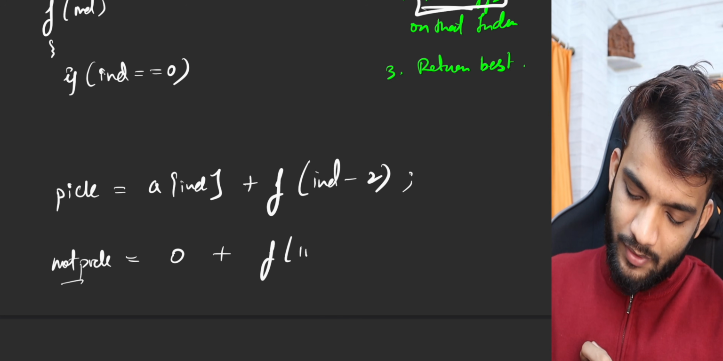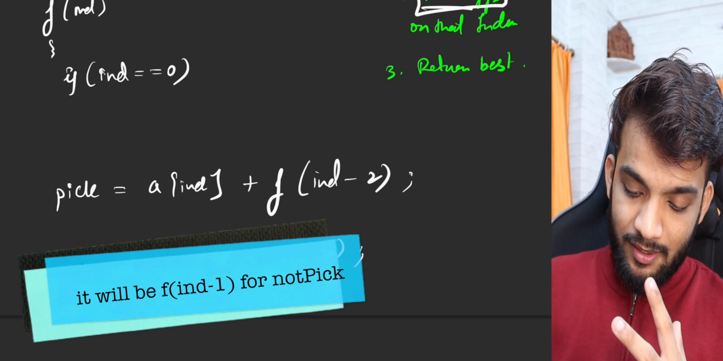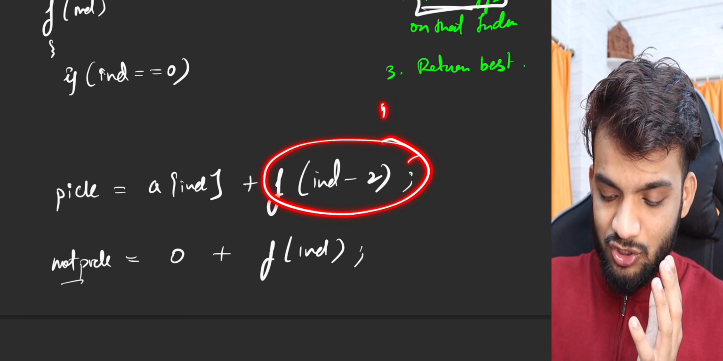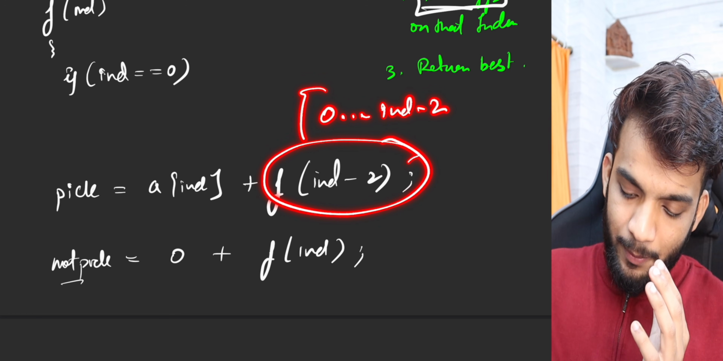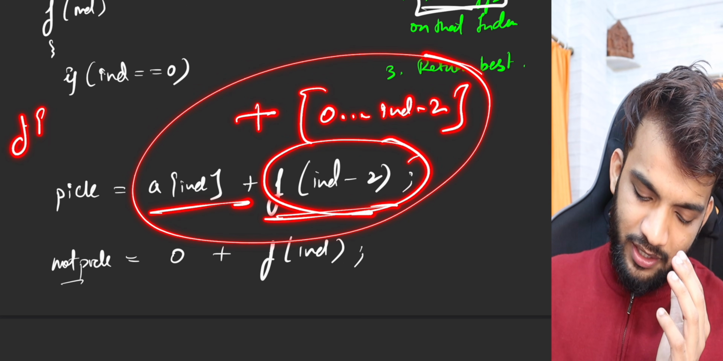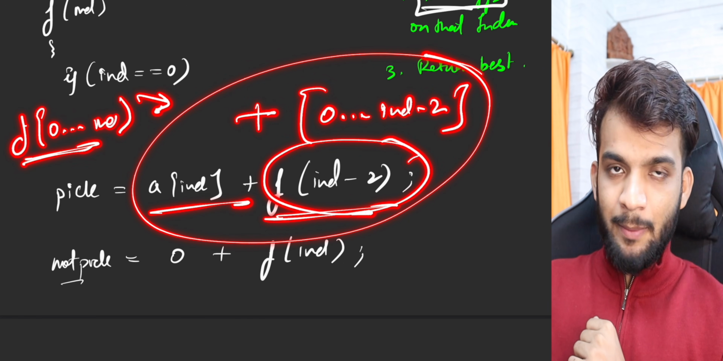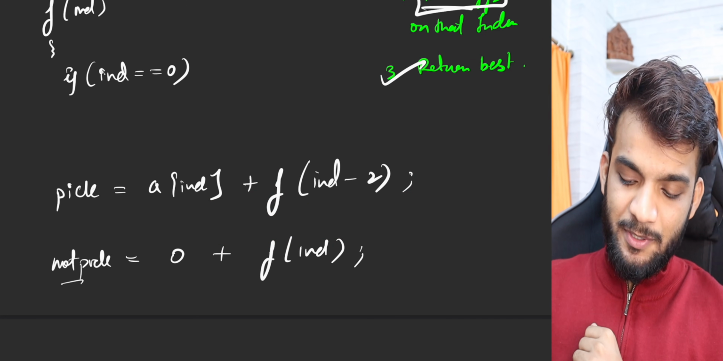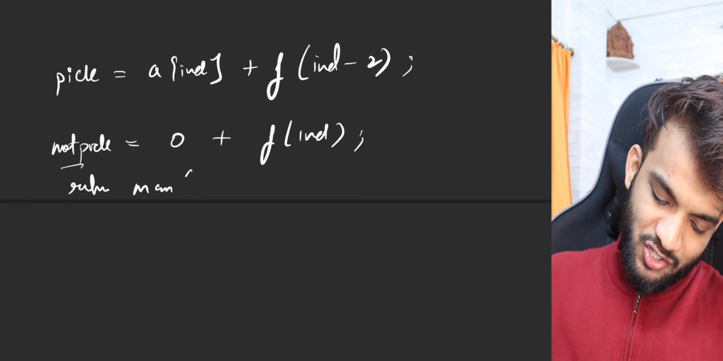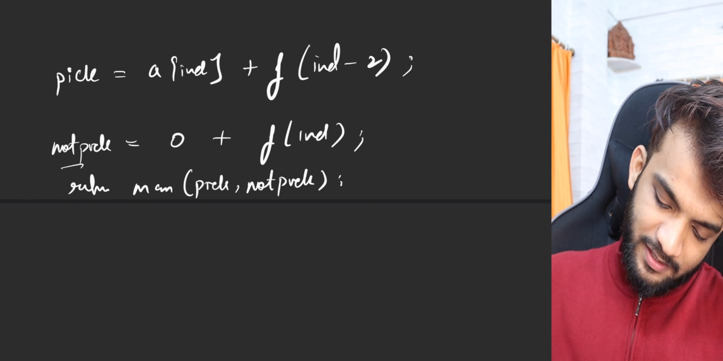So I will say, okay, I will pick up the index. Now, can I say this is for the current, and the sum from index minus 2 to 0 will be given by this recurrence. So this plus this will be the maximum subsequence sum that you will get from 0 till index. Make sense? So the last step is return best, because you want the maximum sum. So return max of pick and not pick. That's how you do it.